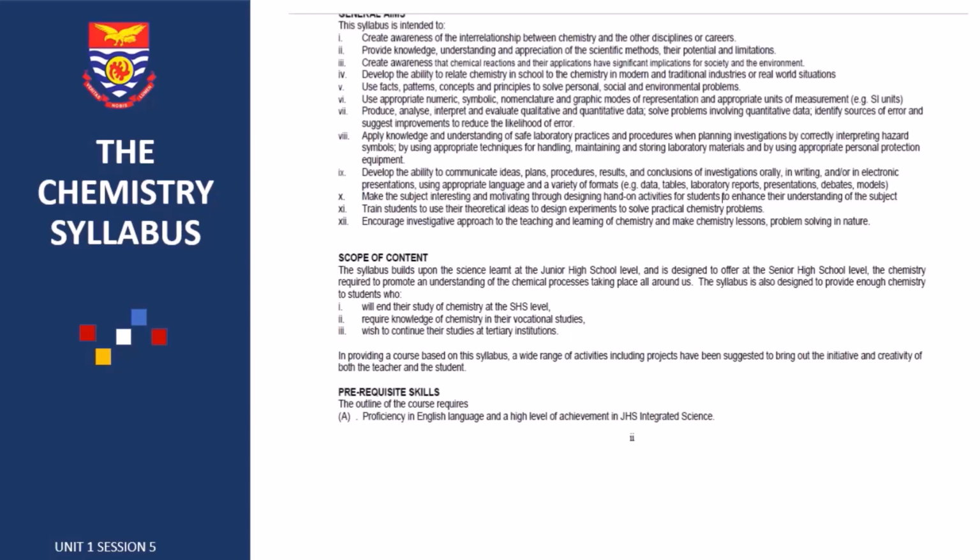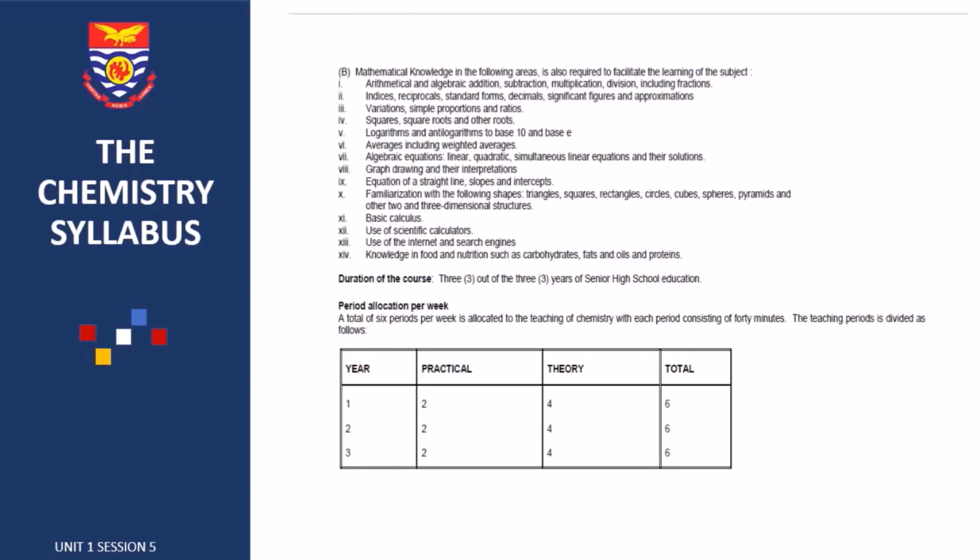Let's look at the prerequisite skills for this course. The outline of the course requires a proficiency in English language and a high level of achievement in your JHS integrated science. Mathematical knowledge in the following areas is also required to facilitate the learning of the subject chemistry. You need the arithmetic and algebraic addition, subtraction, multiplication, division, including fractions. You also need to have knowledge in indices, reciprocal, standard forms, decimals, significant figures, and approximations.